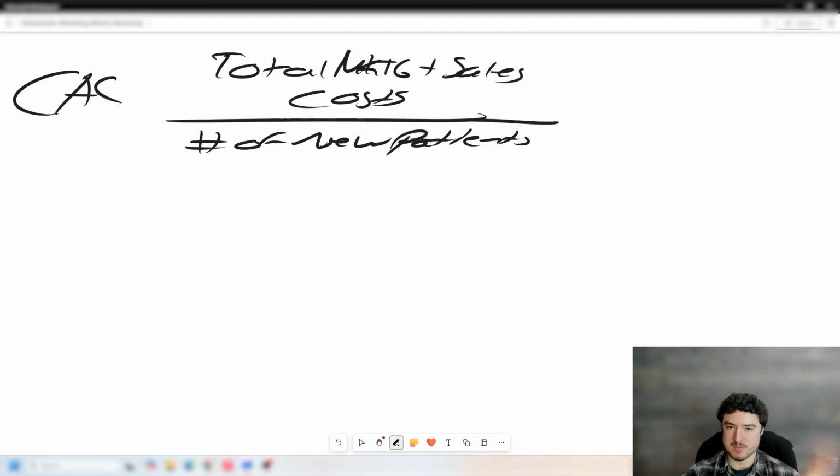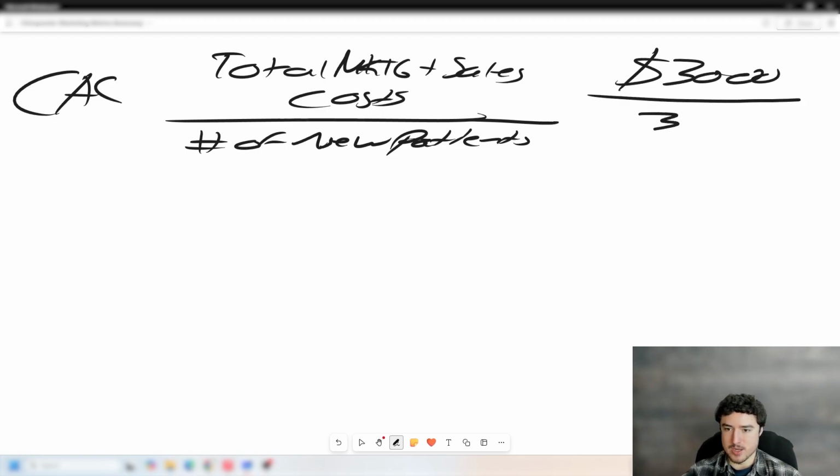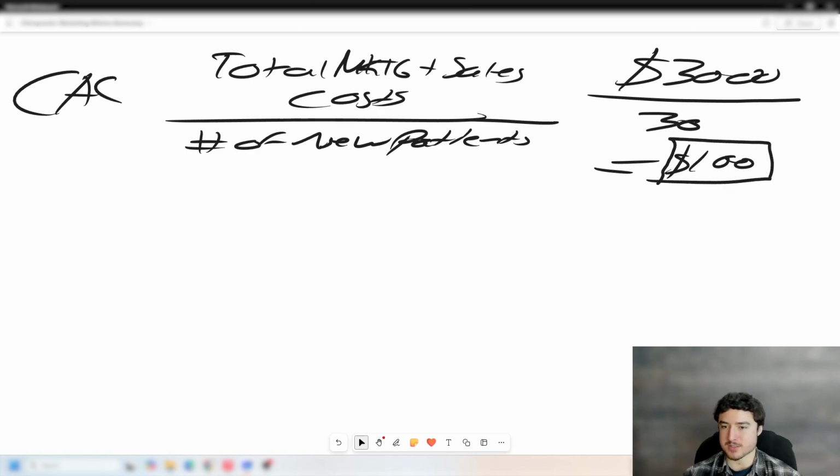So as an example, let's say you spend $1,500 on ads, and let's say that we also quantified the time that you spend on marketing and that kind of stuff. Overall, it comes out to $3,000 per month. Then let's say you have 30 new patients that you get on average. This means that our overall cost to acquire a customer is $100. And so this means it takes us $100 in advertising and marketing costs and all that other stuff in order to get a new patient on average.